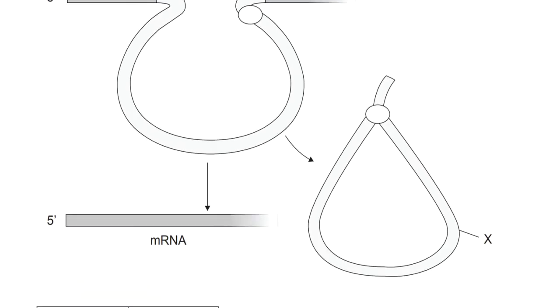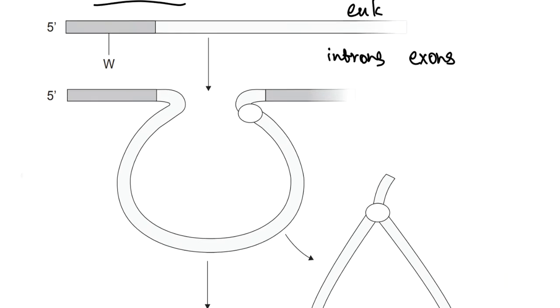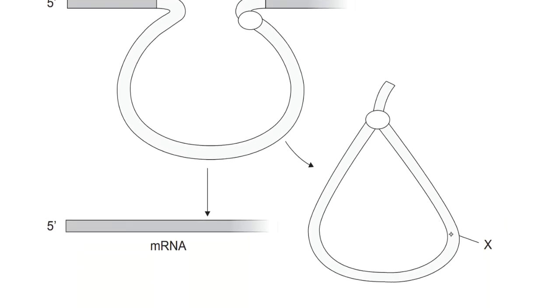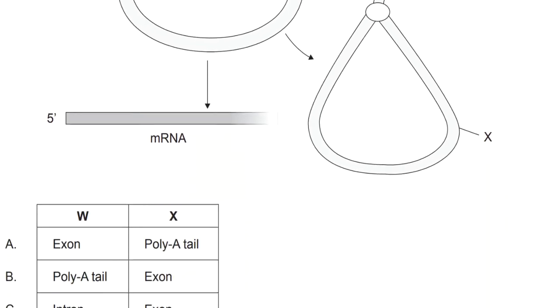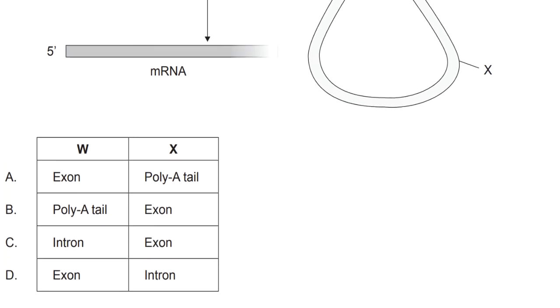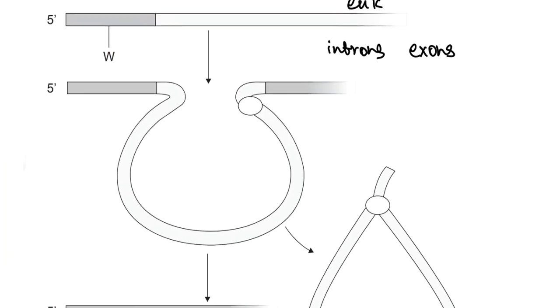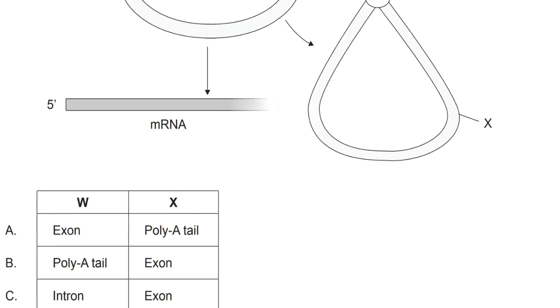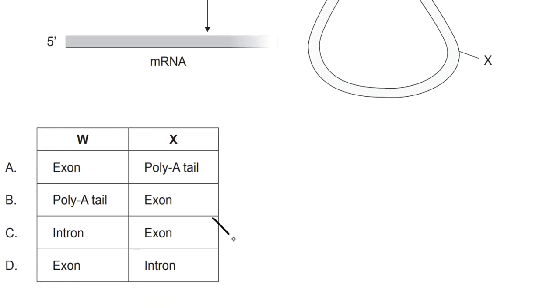So W here we see that the X molecule seems to have been cut off, right? So I'm guessing the X molecule is the intron. So this is probably the intron. So let's look at our answer option. I'm guessing this is the intron. So if this is the intron, then the answer option that's correct would be D. D is the only right option.